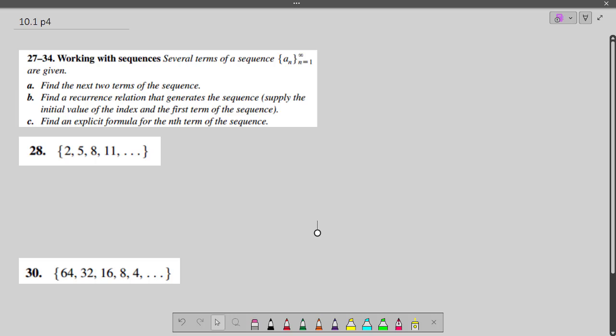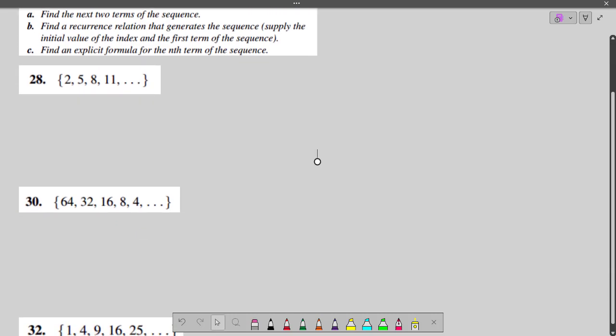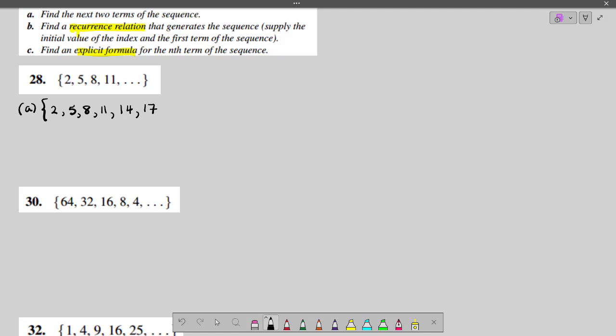So let's take a look at some specific examples. They tell us that we have some terms of a sequence where the index starts at 1 and goes to infinity. They first want us to find the next two terms of the sequence, and then describe this sequence with a recurrence relation, and then with an explicit formula, so as a function, so both ways. Pretty obvious how to get the next terms, right? We start with our 4 terms here. Clearly, we are adding 3. So we're going to have a 14, and then a 17, etc. So those are the next 2 terms.